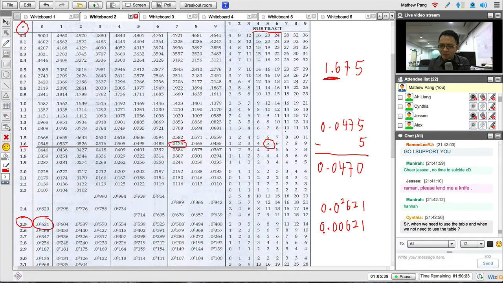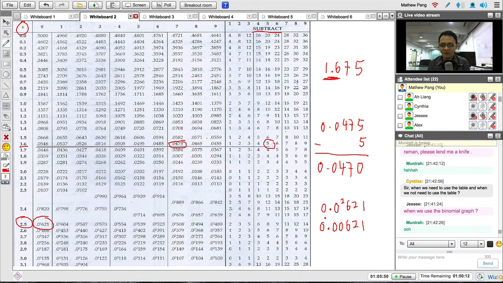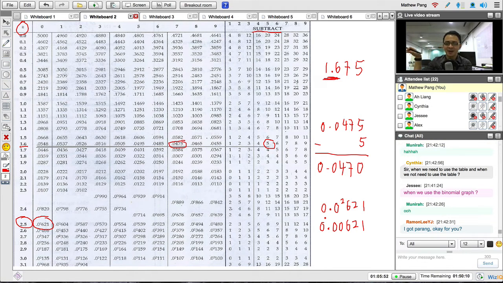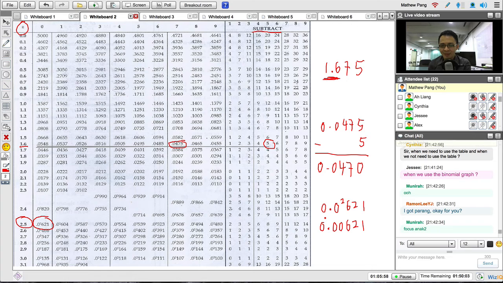So when do we need to use the table and when do we not? Whenever you use the bell-shaped diagram, you just use the table. If you use the formula just now, the nCr p^r q^(n-r), that one obviously you can use the calculator. Okay, I hope I answered your question.